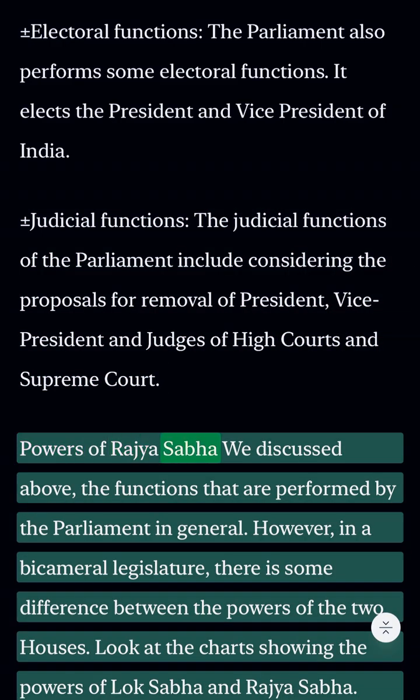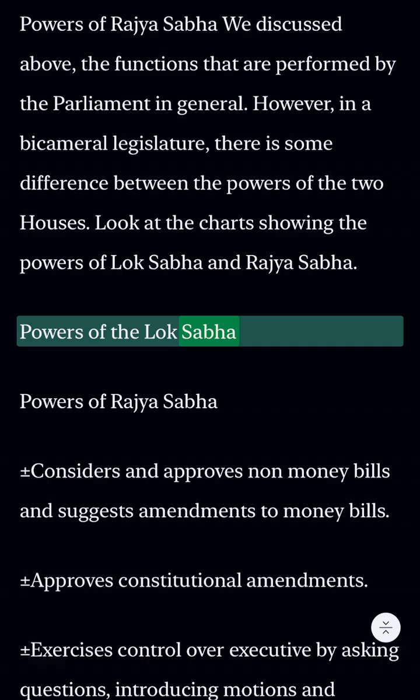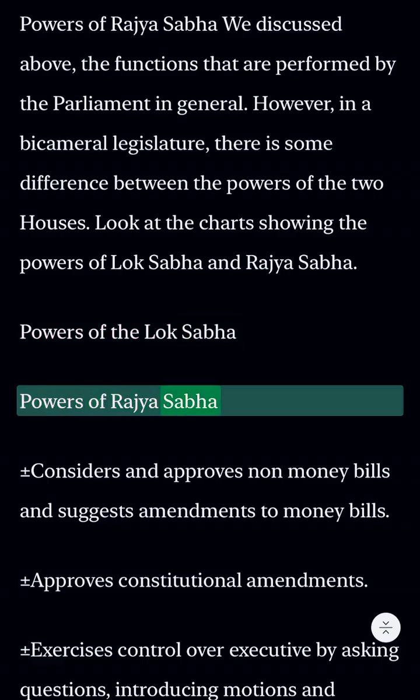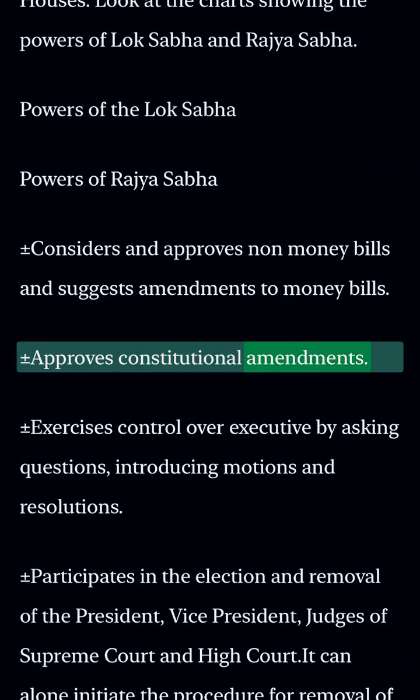Powers of Rajya Sabha. We discussed above the functions that are performed by the Parliament in general. However, in a bicameral legislature, there is some difference between the powers of the two houses. Look at the charts showing the powers of Lok Sabha and Rajya Sabha. Powers of the Lok Sabha. Powers of Rajya Sabha: considers and approves non-money bills and suggests amendments to money bills. Approves constitutional amendments.